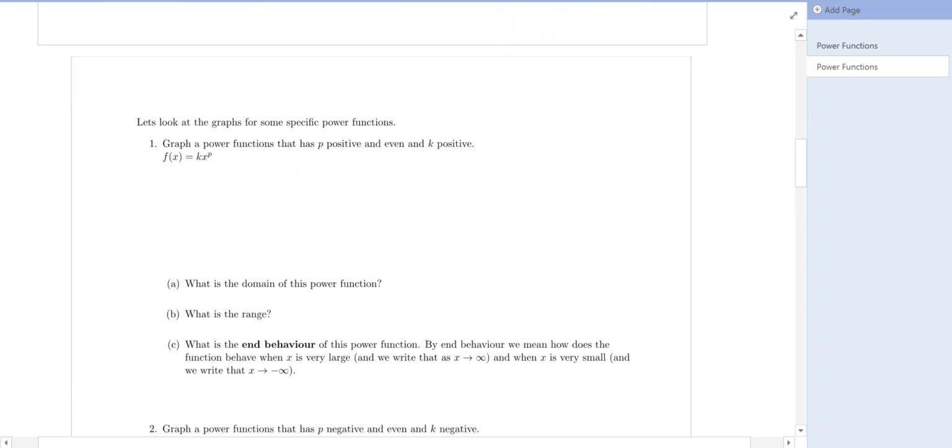So let's look at the graphs for some specific power functions. We're interested in a power function with p positive and even and k positive. So can you think of an example f of x, where k is positive, let's put 2, times x to the p, where p has to be positive and even, so a positive and even number, let's say 4. So this is an example of a power function that satisfies these three conditions. So let's look at the graph.